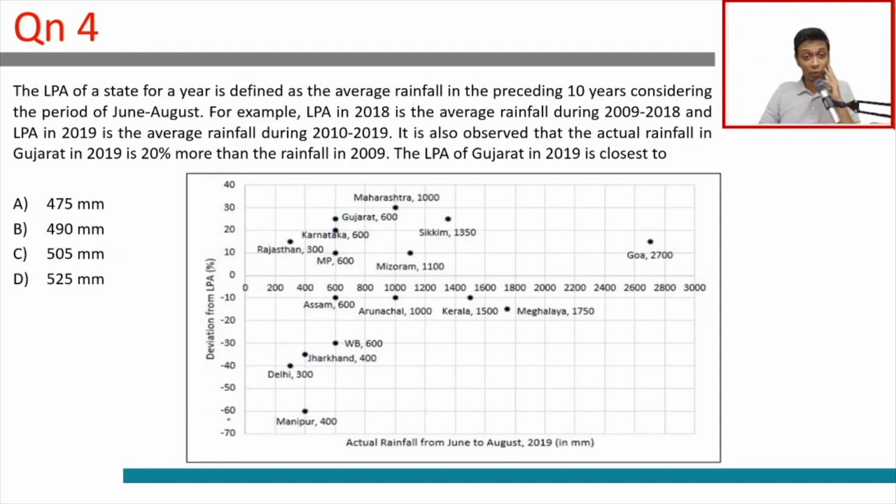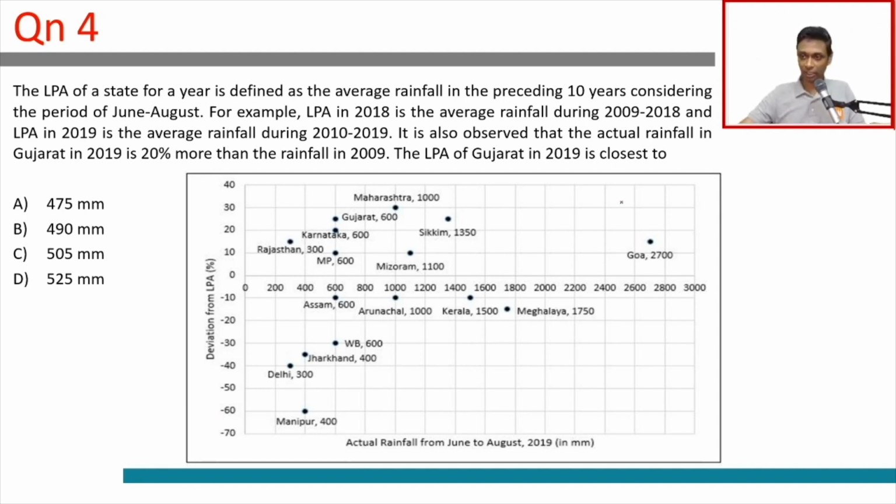The LPA of a state for a year is defined as the average rainfall in the preceding 10 years. For example, LPA in 2018 is average rainfall from 2009 to 2018. LPA in 2019 is the average rainfall during 2010 to 2019. It is also observed that the actual rainfall in Gujarat in 2019 is 20% more than the rainfall in 2009. The LPA of Gujarat in 2019 is closest to.